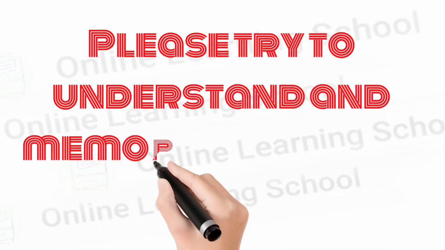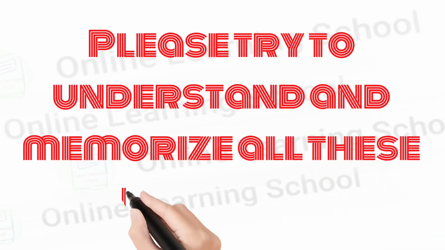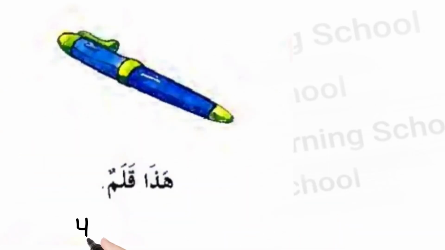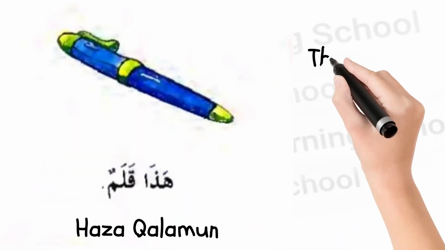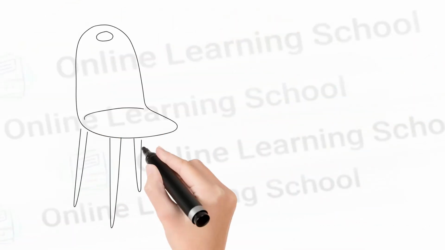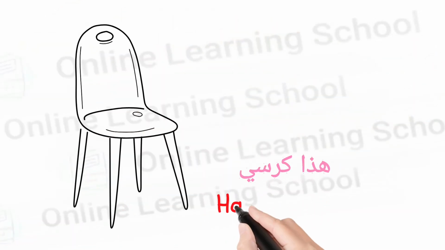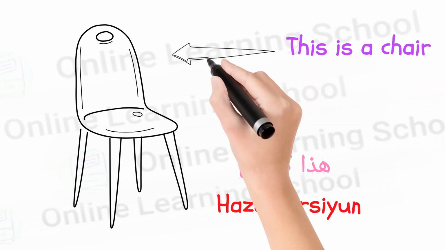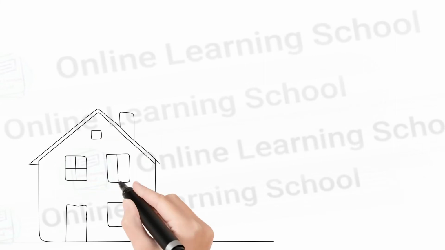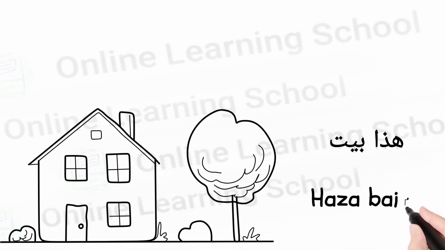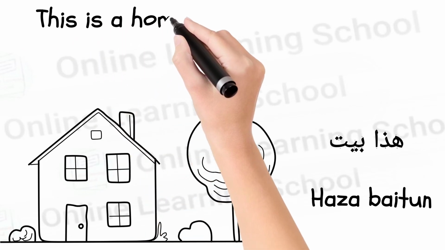Okay, let me give you more examples, but please try to understand and memorize all these new words. Okay, haza qalamun, this is a pen. The next one is haza kursiyun, this is a chair. Haza baytun, this is a home.